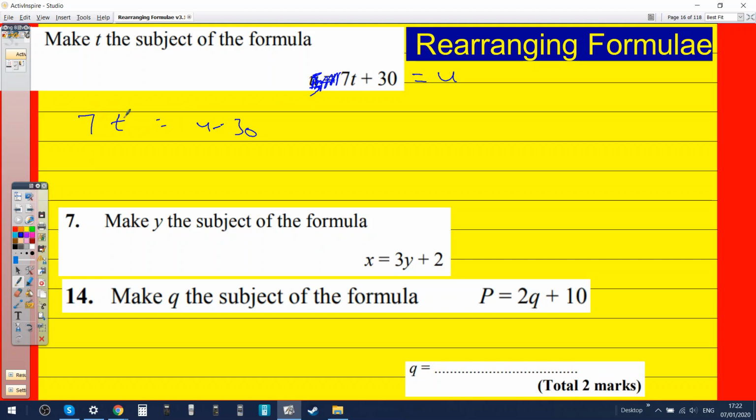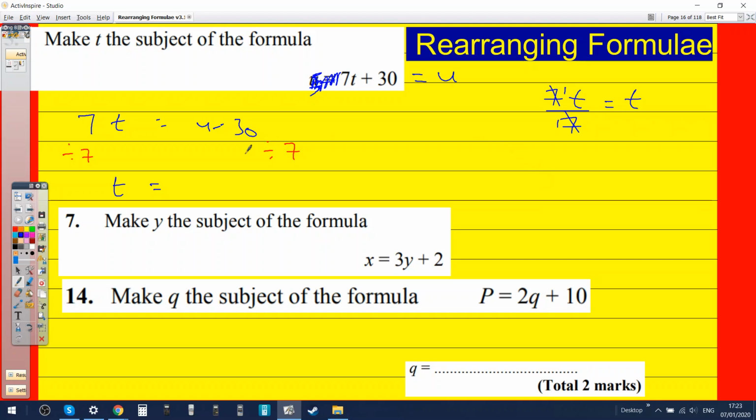So 7t. What's the opposite of times 7? The inverse of times 7. It's divide by 7. Yeah. Would it be 7 over t? So it will be 7t over 7, which is just t. 7 divided by 7 is 1. 1t is the same as t. Anything divided by itself is 1.